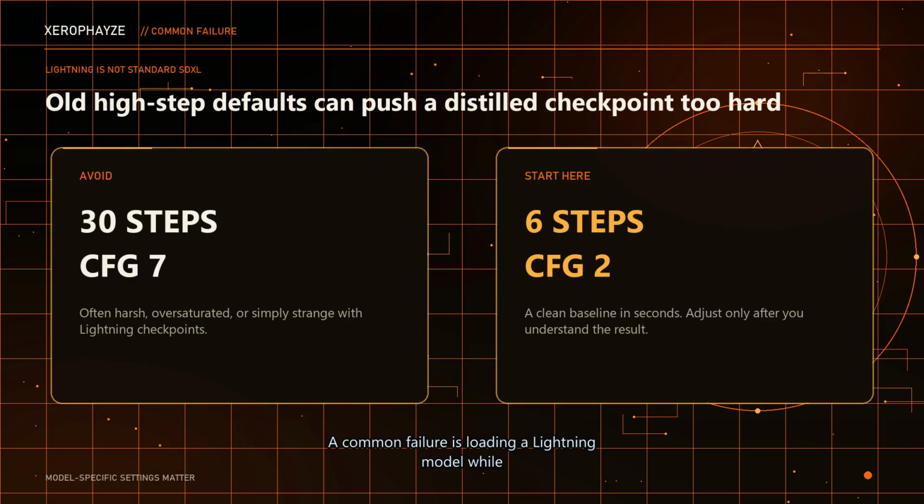A common failure is loading a Lightning model while keeping the 30-step and CFG 7 settings from a standard SDXL workflow. The result can look harsh, oversaturated, or simply strange. Start in the model's recommended Lightning range. Here, 6 steps and CFG 2 give us a clean baseline in seconds. Change one setting at a time after the baseline works.